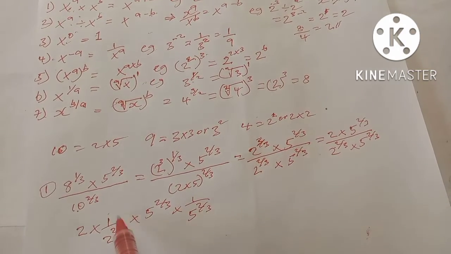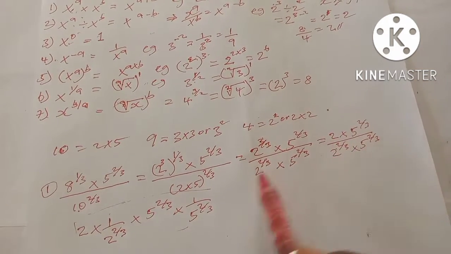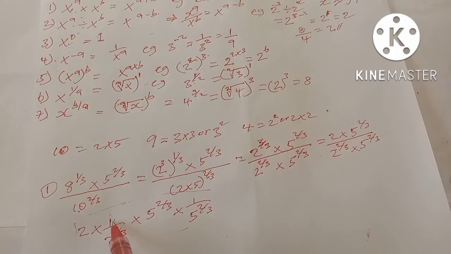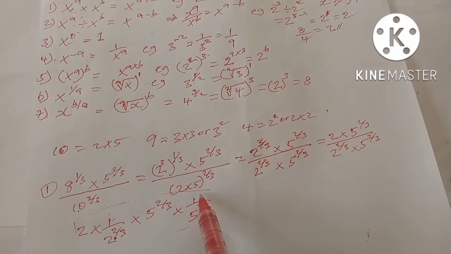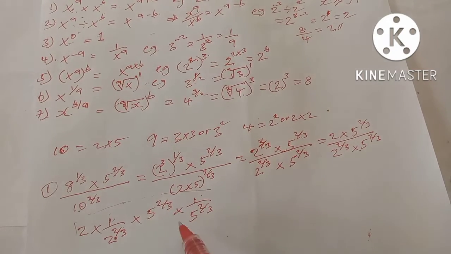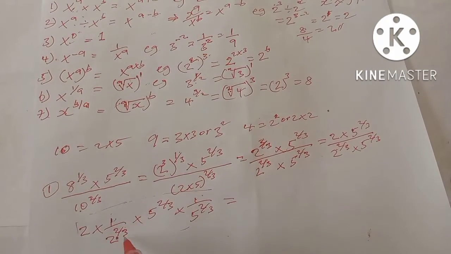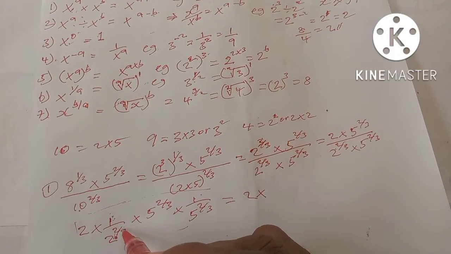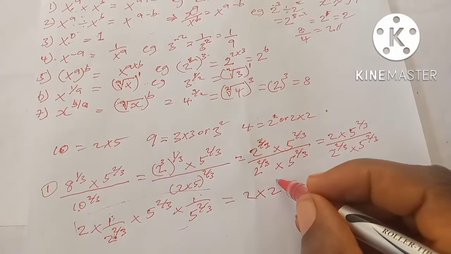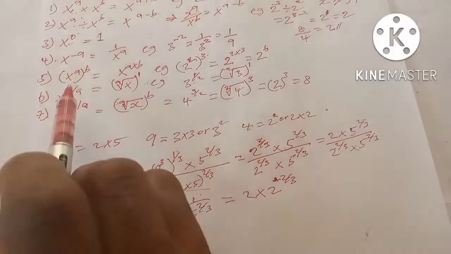So this thing I wrote here is the same as this, because when we multiply this, it will be 2 over 2 to the power 2 over 3, and when 5 to the power 2 over 3 multiplies 1, it will be 5 to the power 2 over 3 over 5 to the power 2 over 3. So we have 2 times 1 over 2 to the power 2 over 3 can be written as 2 to the power minus 2 over 3. That's from the fourth law.